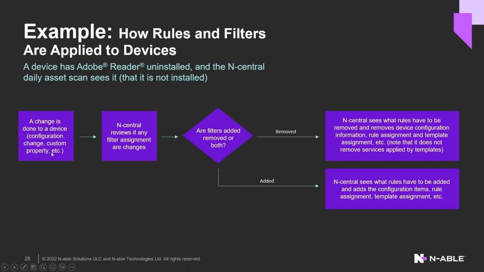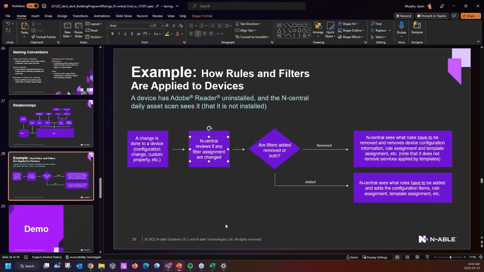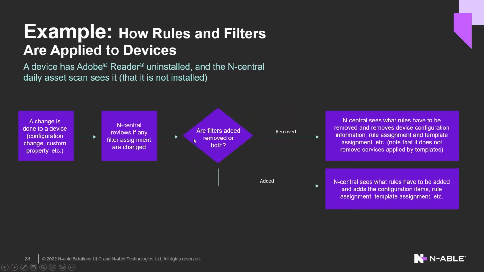Or a custom property even. And Central reviews if any filter assignments are changed. Let me just back this up because I hate typos. It just drives me nuts. I'm going to change that. There we go. Let's go back to full screen.